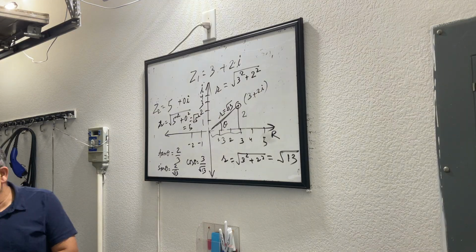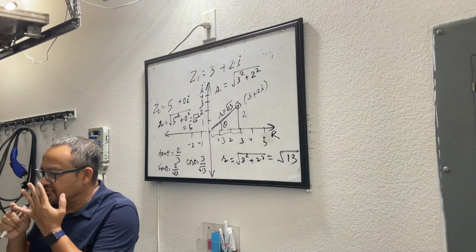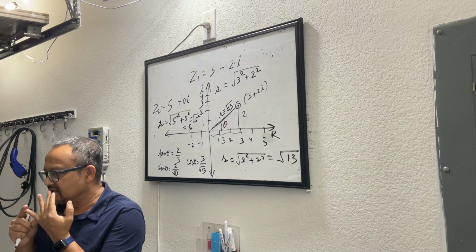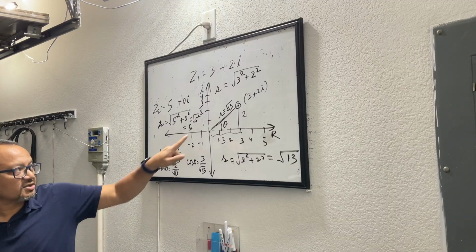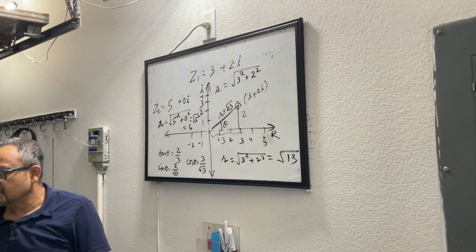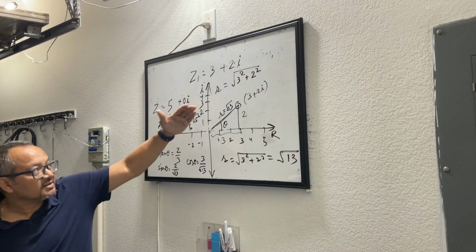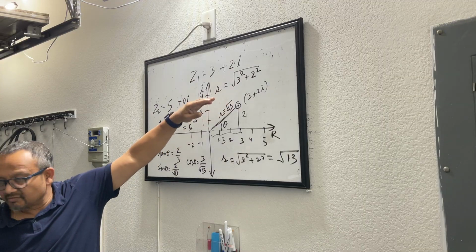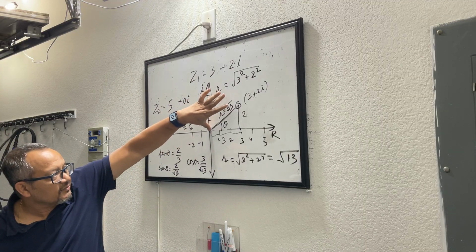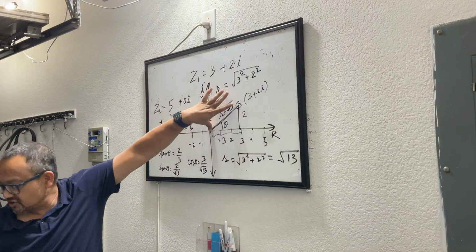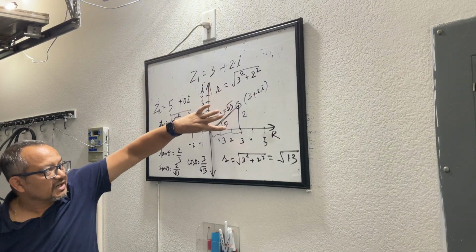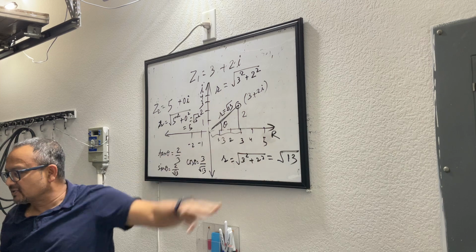Net summary of this is: the magnitude of a complex number is the distance, the absolute distance from the origin to that complex number in the complex plane. And theta is the angle this complex number makes. I mean, when you join the complex number with the origin of the complex plane, theta is the angle that it makes with the positive of the real axis.